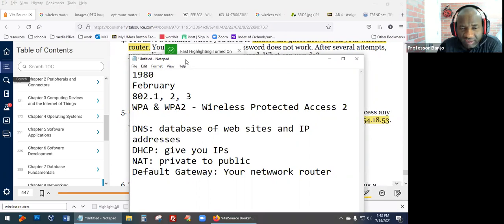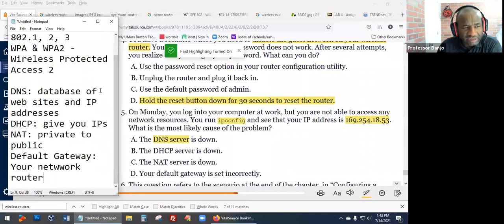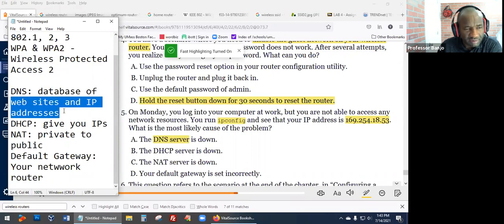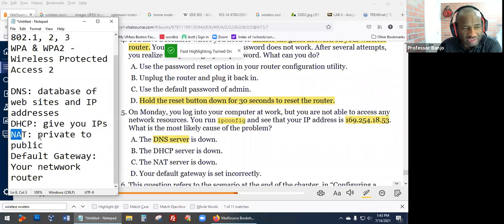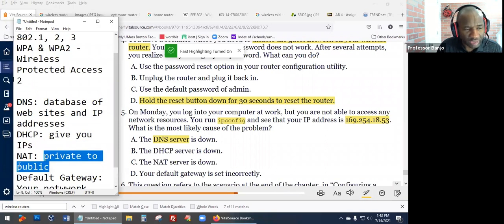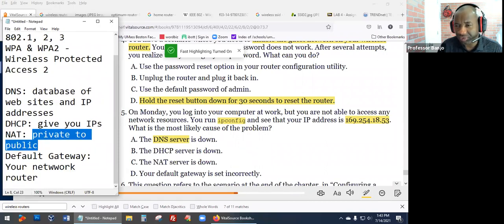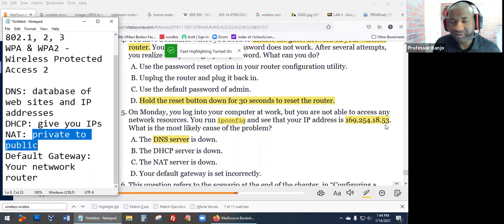Okay. So when we look at this here, what's the likely answer? DNS is for databases of websites and IP addresses. DHCP gives you IP addresses. Network address translation changes your IP from private to public or public to private. And your default gateway is your network router. So the question is, you're not able to access any network resources. You run ipconfig, and you can see your IP is 169.254.18.63. Okay, so hang on. So what do you think it is?